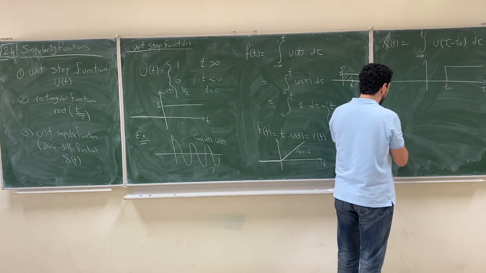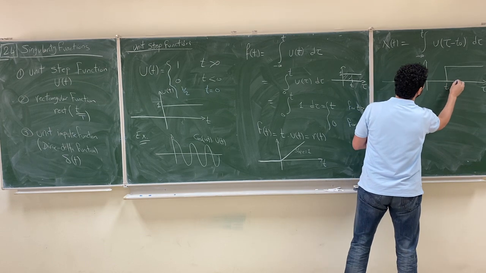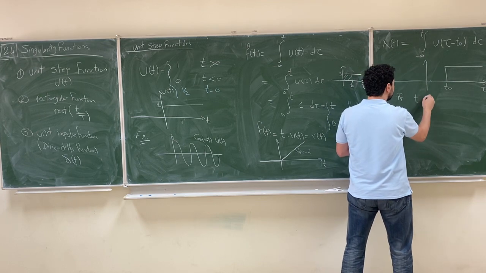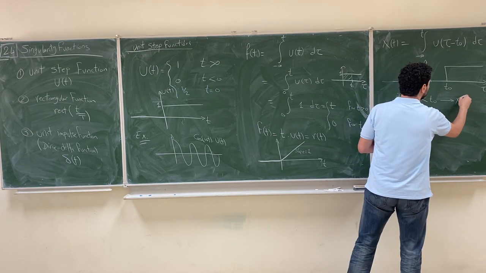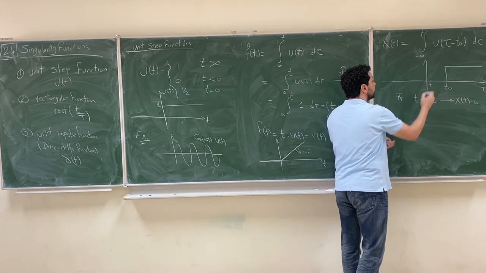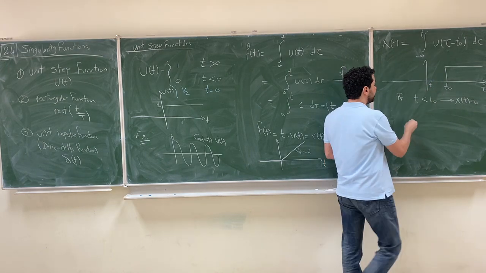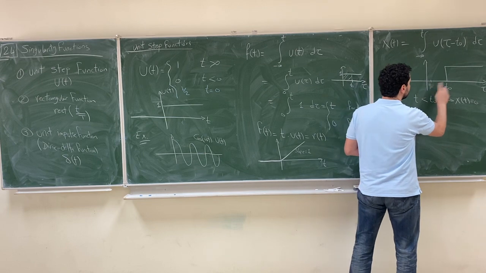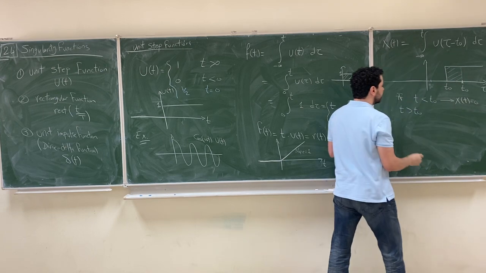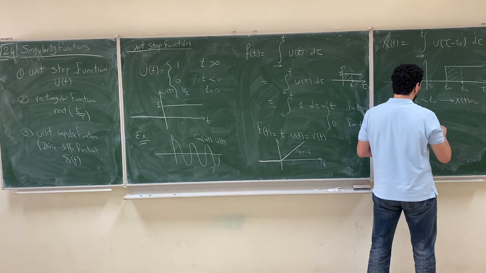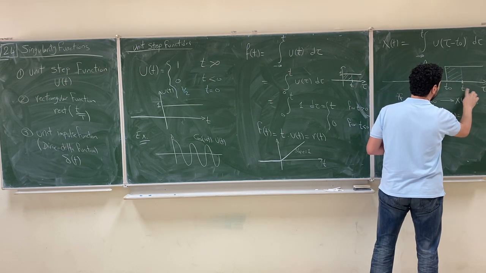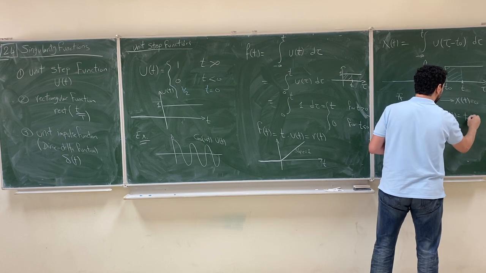When you integrate from minus infinity up to a certain instant of time t, well, if t is less than t naught, the integration will be 0, right? If you integrate from minus infinity up to t here, less than t naught, the integration is 0. But if you integrate for t greater than t naught, the integration will give you this area. Right? So for the integration up to t greater than t naught, x of t will be 1 multiplied by t minus t naught. So it will be t minus t naught.